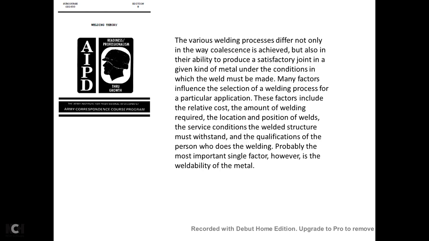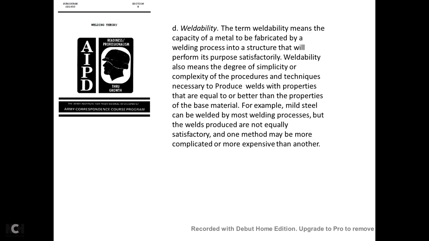The various welding processes differ not only in the way coalescence is achieved, but also in their ability to produce a satisfactory joint in a given kind of metal under the conditions in which the weld must be made. Many factors influence the selection of the welding process for a particular application. These factors include relative cost, the amount of welding required, location, position of the welds, the service conditions the welded structure must withstand, and the qualifications of the person who does the welding. Probably the most important single factor is the weldability of the metal.